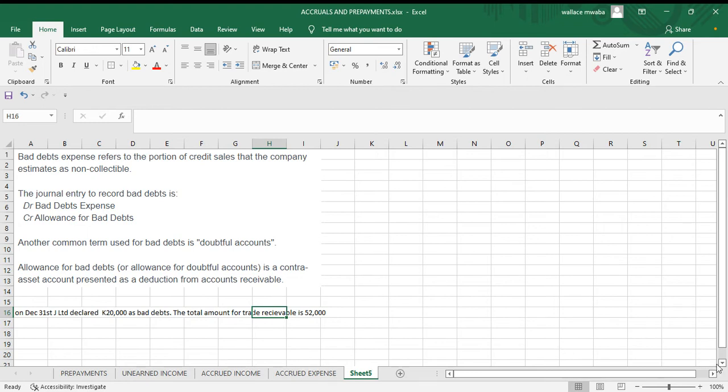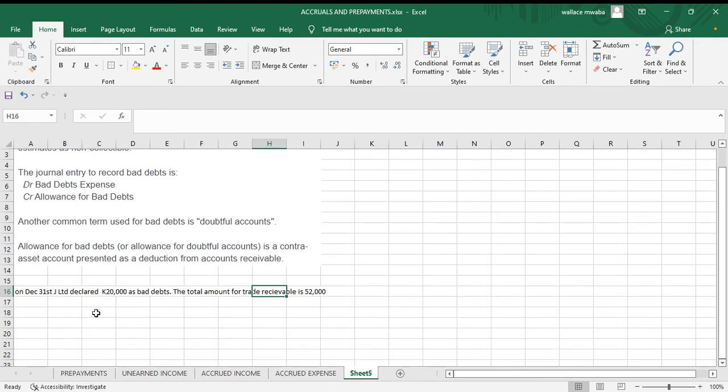So the journal entry for the year end is we're going to debit bad debts expense. This is money we have lost, so we just say bad debts. We recognize it as an expense. So debit bad debts 20,000. This is an expense account, and you find it in your statement of profit or loss. Then we credit allowance for bad debts, or sometimes called provision for bad debts, 20,000.